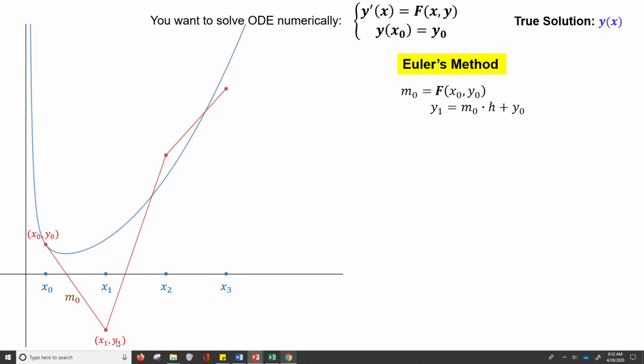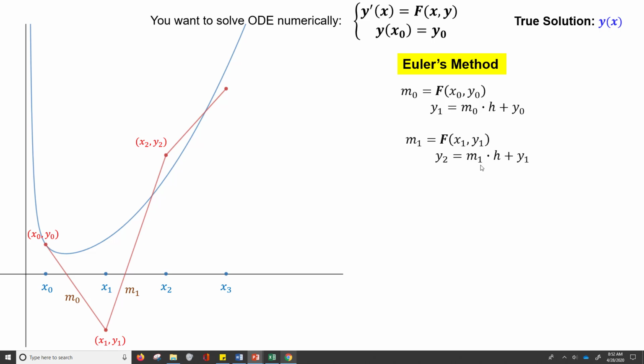Now notice y sub 1 is already not on the curve, right? So every y value after y sub naught is an estimation. Every slope after m sub naught is an estimation as well, because the first step already throws you off the curve. Then we'll do the same thing again. M sub 1 is the slope if the function passed through x sub 1, y sub 1, so it's an estimation of the slope. You can see here that it generally is moving in the same direction as the curve does, but not exactly.